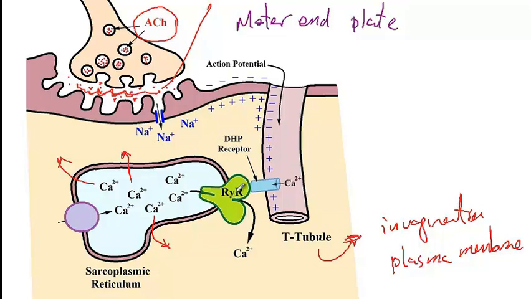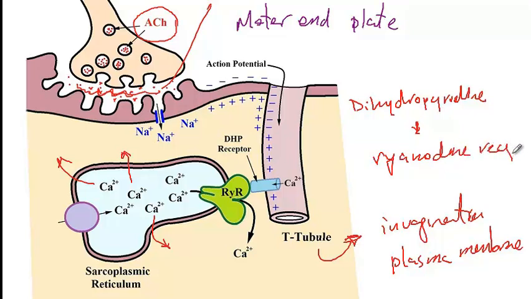Alright, so here we have the dihydropyridine receptor that will interact with the ryanodine receptor, and from here on there would be release of calcium from the sarcoplasmic reticulum.